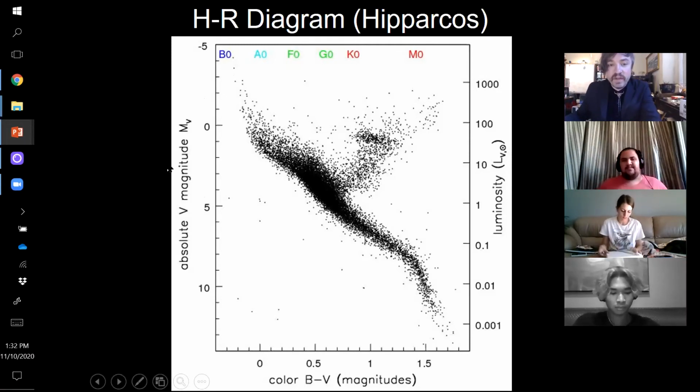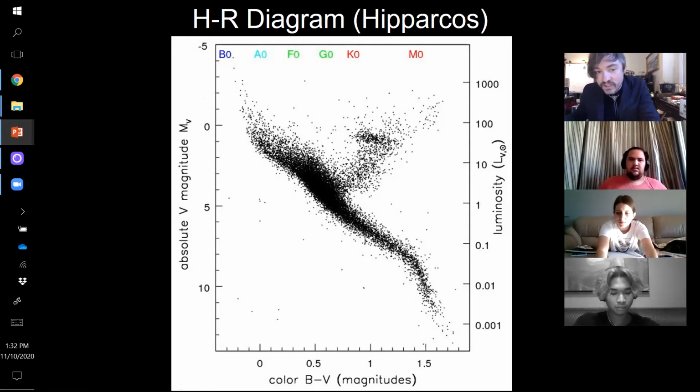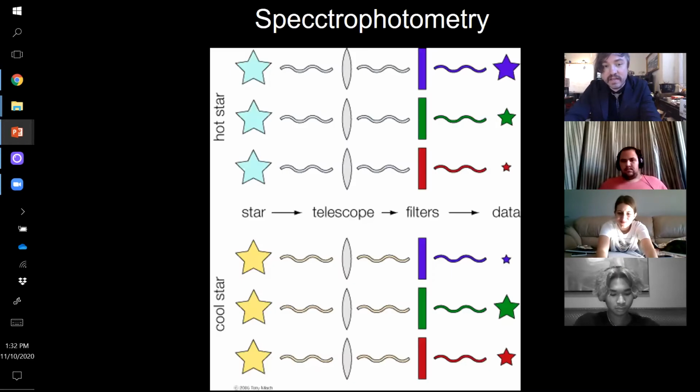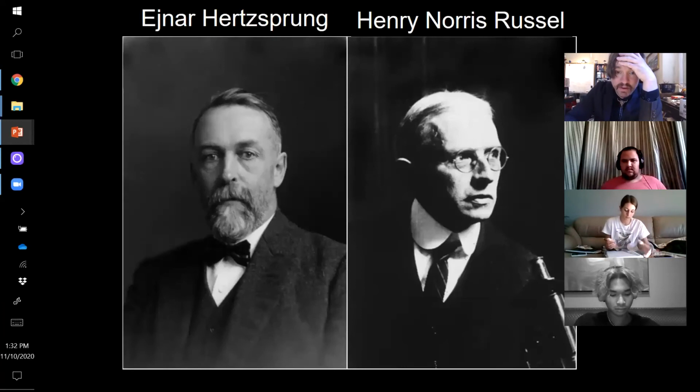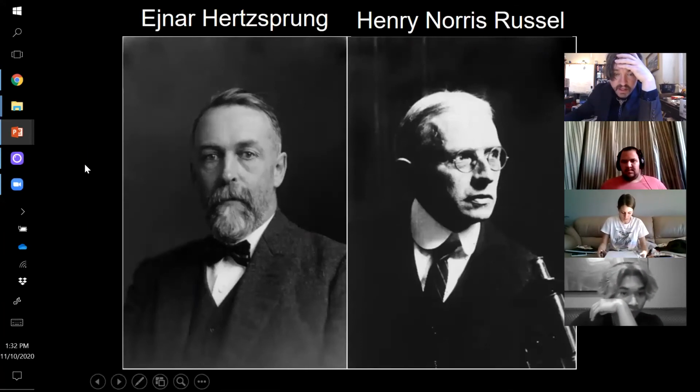When astronomers don't feel like doing spectroscopy for stars, they do a poor man's version of spectroscopy called spectrophotometry. All right, hang on to your hats here. We're going to go for a little ride, and nobody's going to like it. Hold on, my thing is frozen here.